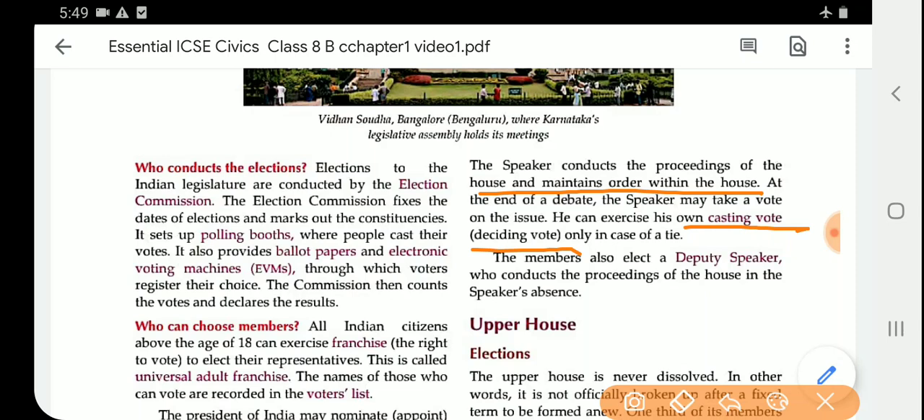Now, other than this, the members also elect a deputy speaker. What is the main work of the deputy? If the speaker is absent from the proceedings of the house, then the deputy speaker takes his place in doing the work.